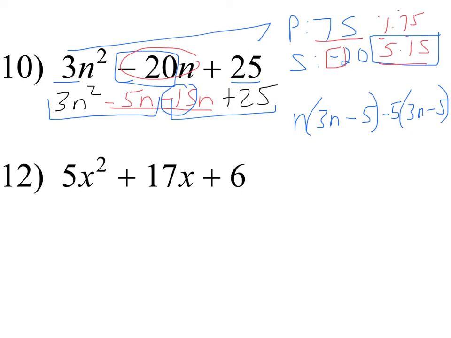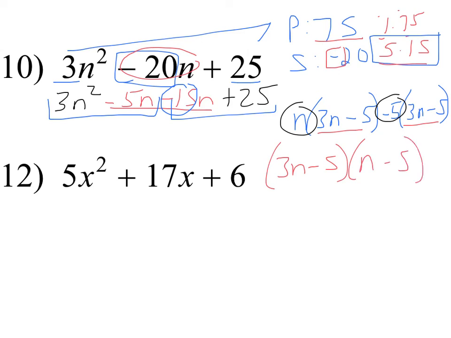And again, if we did it right, what's in the parentheses should be the same. They both have 3n minus 5, so we factor that away from both. And we're left multiplying it by what's left. And that's n minus 5. And that is factored.